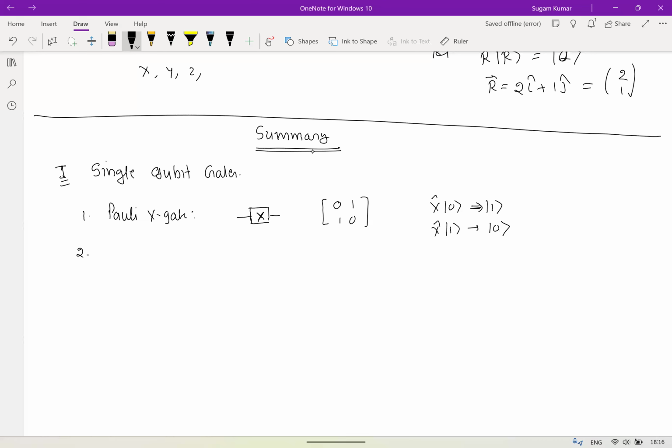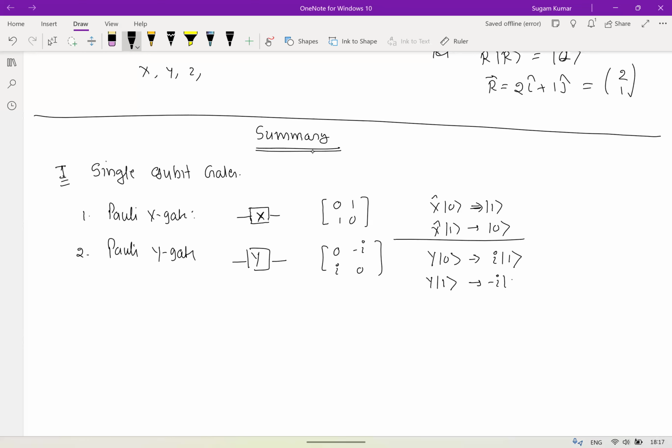Then second is the Pauli Y gate. This is what we discussed yesterday also. The Pauli Y gate by symbol we represent by this. This is just a sigma or Pauli matrix: [[0, -i], [i, 0]]. What it does: when Y operates on 0, it gives i times 1, correct? And when Y operates on 1, it gives minus i times 0.